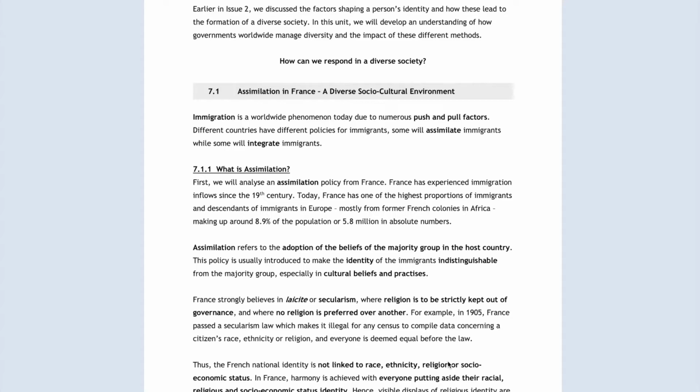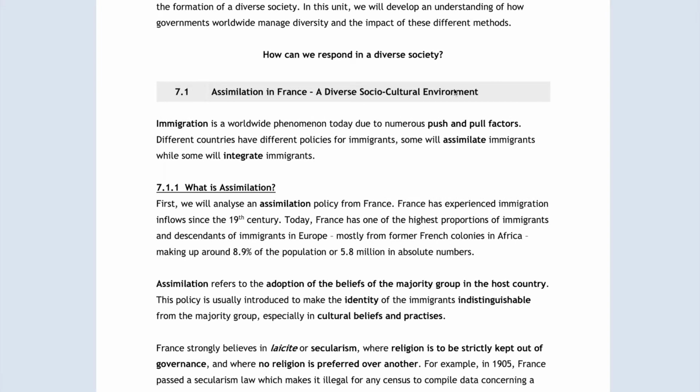Now, socio-cultural diversity simply means that we have a very diverse range of cultures in the world today, as a result of diversity, and of course later you will learn about globalization as well. Some countries will choose to assimilate immigrants, some countries will choose to integrate immigrants.